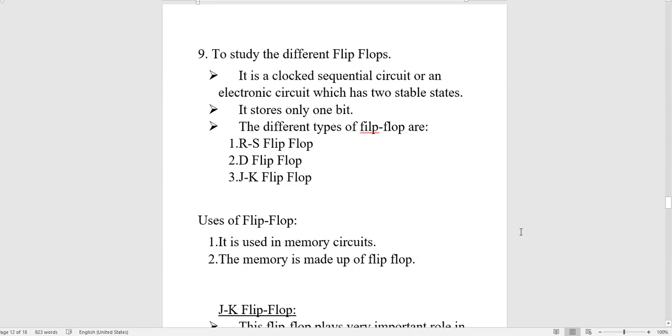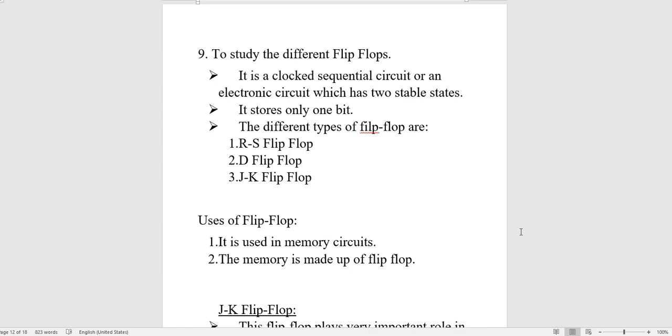Hello students, today we are going to study the next practical, that is practical number 9, to study the different flip-flops. In this practical we are going to study the different types of flip-flop. What is a flip-flop exactly? A flip-flop is the building block of counters and registers.